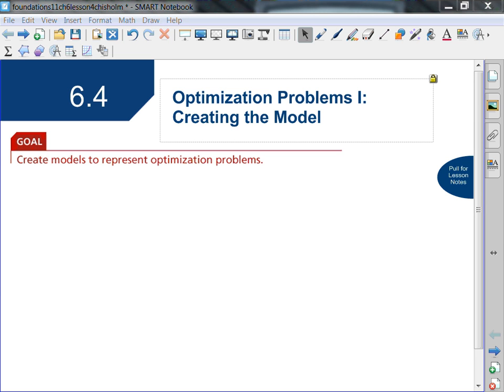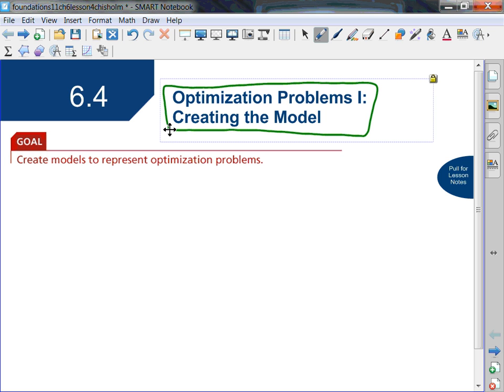Moving on to section 6.4, optimization problems 1, creating the model. For the rest of this chapter, we're going to be looking at optimization problems. If you can get this, you're golden. The test will be a piece of cake.